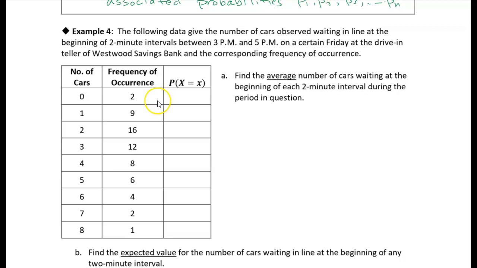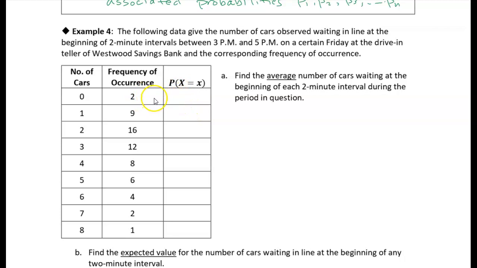In this example, we've got some data that gives the number of cars observed waiting in line at 2-minute intervals between 3 and 5 on a certain Friday at the drive-in teller of Westwood Savings Bank. We have the corresponding frequencies of all of those different outcomes. This is the same data set we were dealing with in 8.1, example 3. We visited this example already, and in 8.1 we came up with a probability distribution for this set of data.